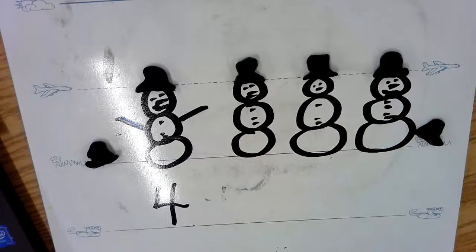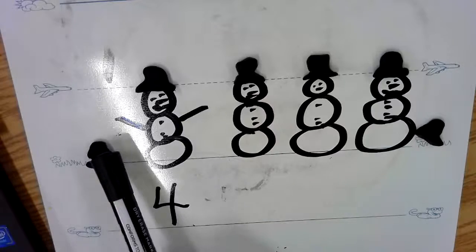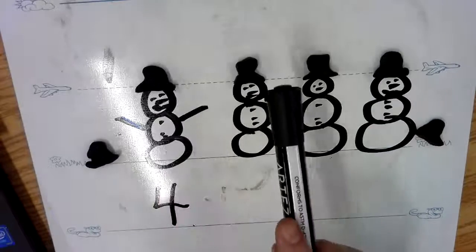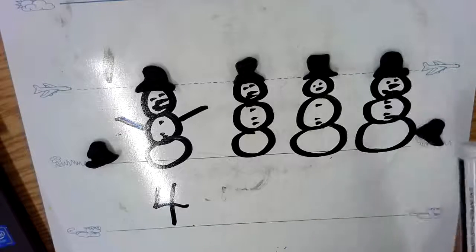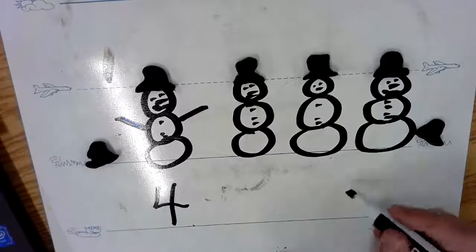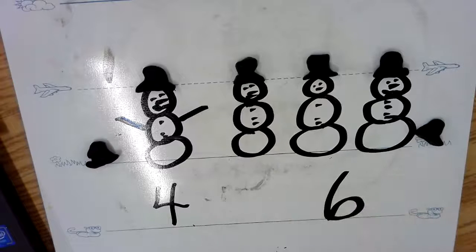Okay, so how many hats did I make? How many hats did we have? So let's count them. Are you ready? 1, 2, 3, 4, 5, 6. So I made 6 hats. Okay, so I had 4 snowmen and I had 6 hats. So which number is greater? Now greater means bigger or more. So which number is greater?